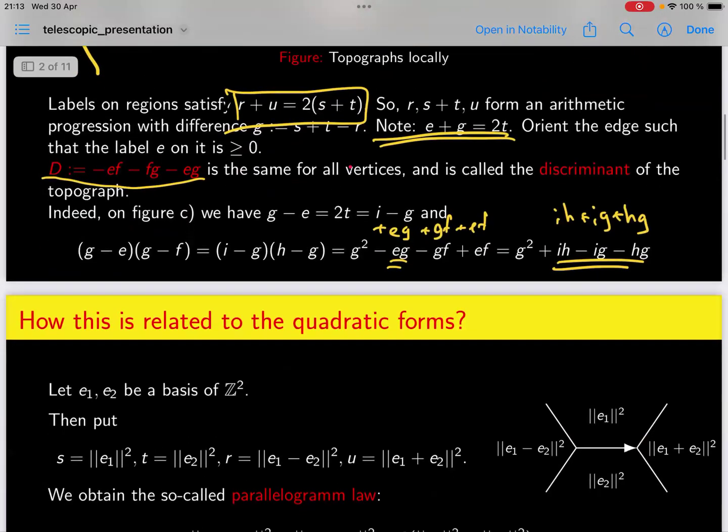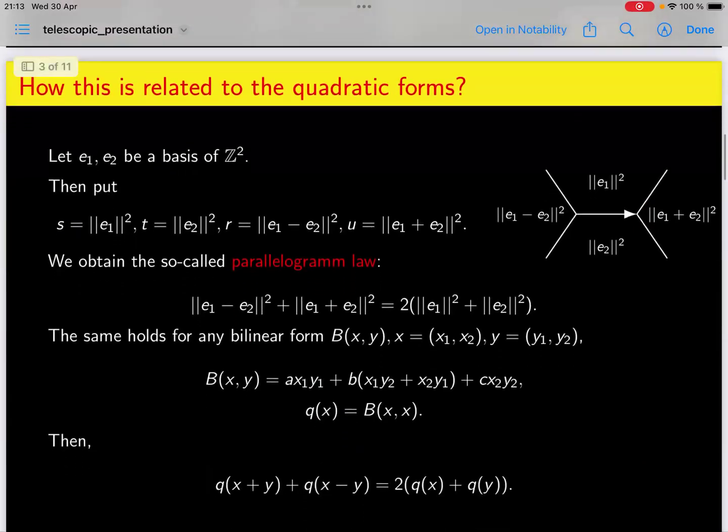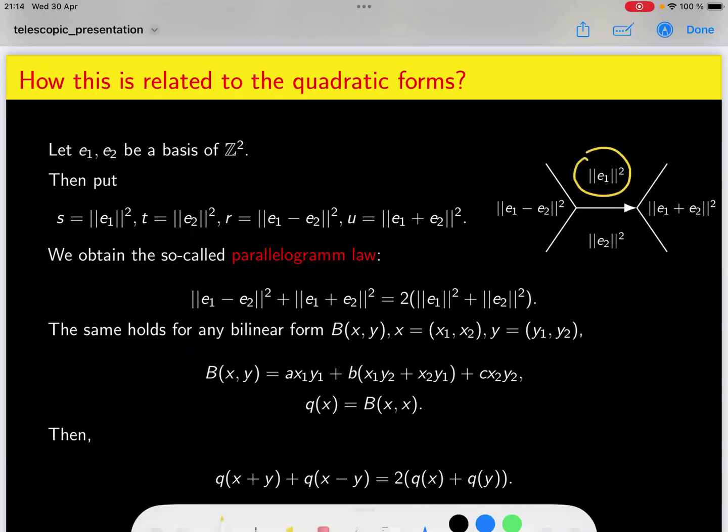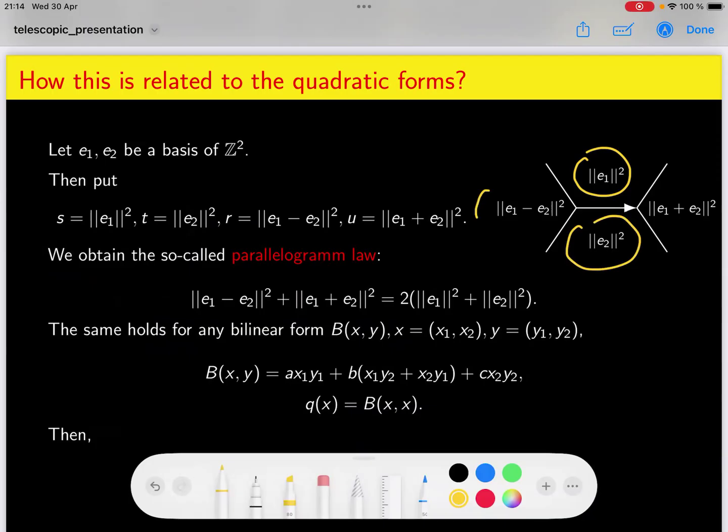Okay, now how is it all related to quadratic forms. Let's do the following. Let's consider two vectors in Z2. For example, it may be bases, but for this slide we can consider any two integer vectors, or just any two vectors. If I have two vectors, I can put the following labels on the topograph. Here I put the square of the length of E1, the square of the length of E2, the square of the length of the difference, and here the square of the length of their sum. Formally it's S, T, R, and U.